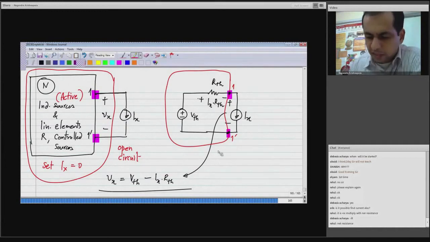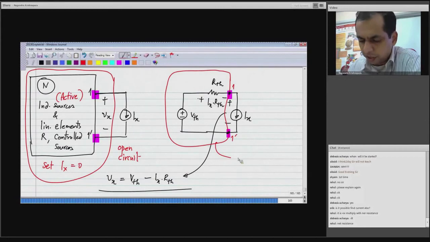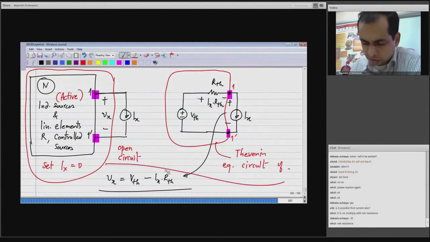And this particular representation, probably some of you know this already. This is known as the Thevenin circuit, or the Thevenin equivalent circuit of this part.